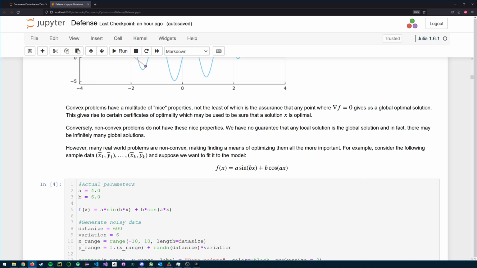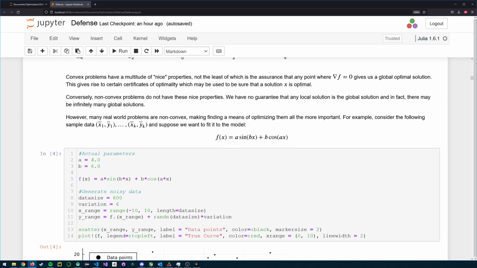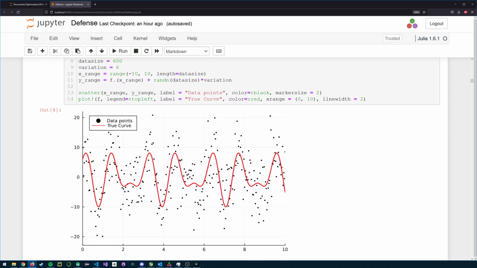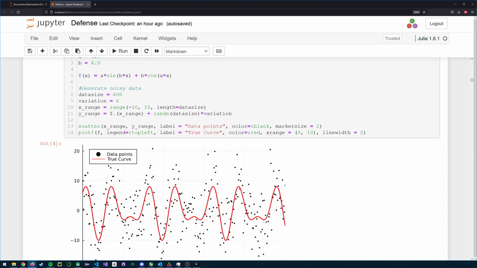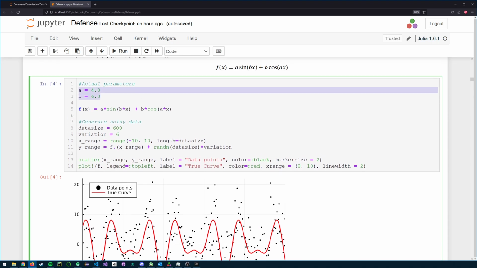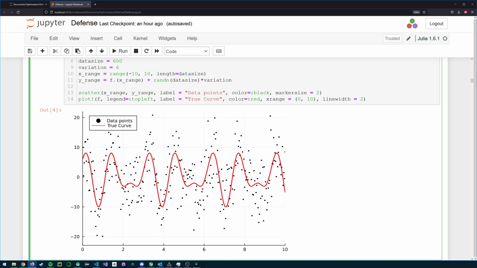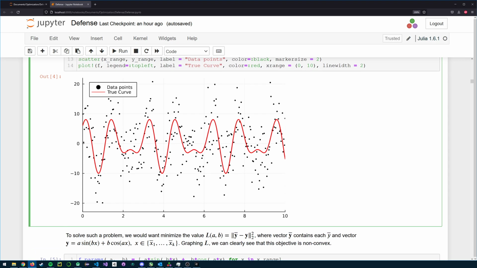So I guess the example we're going to be using throughout this paper is parameter fitting to a model. So we're going to have certain data points in a model, such as this one right here that you see, a sine bx plus b cosine ax, and we're going to want to fit the data to this model. We're going to find what parameters give us the best fit. So we generate this picture here. So I'm using a equals 4, b equals 6 right here, and that gives us this picture. And then I'm generating some random noise over a normal distribution, and we're going to try to fit this data to this curve here.